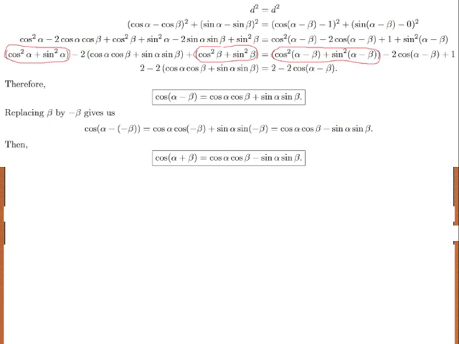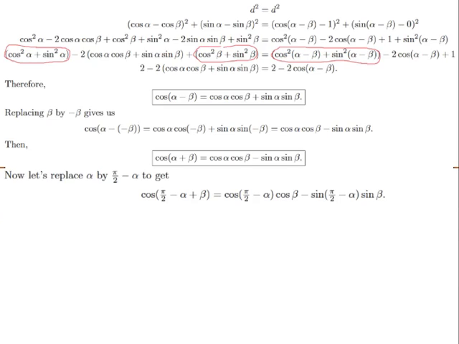Okay, now let's look at the sine sum and difference formulas. So the first thing we're going to do is replace alpha with pi over 2 minus alpha. Now, this often confuses students because they're like, what the heck? We just proved this for alpha. How can you just throw a monkey wrench in there and put in pi over 2 minus alpha? Well, you need to think about this carefully. This pi over 2 minus alpha is just an angle. That's all it is. It's nothing more than an angle.